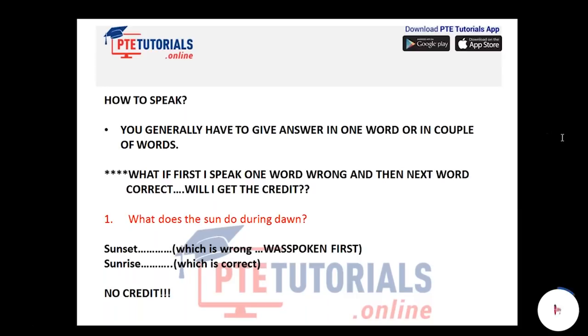What happens if I don't complete the sentence in repeat sentence or retell lecture? Then the software understands that you weren't able to speak the full correct sentence. Negative marking will be there. Not negative marking, scores will be deducted. Content score will be deducted in that case.